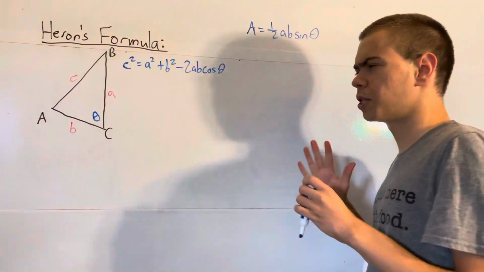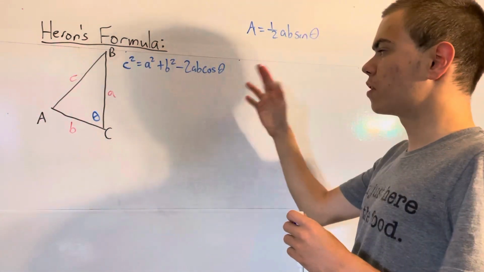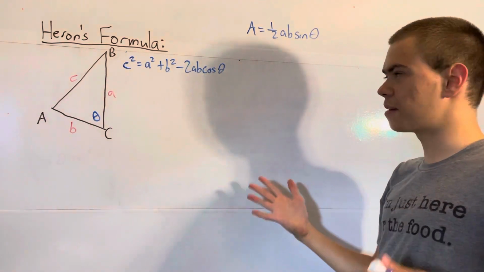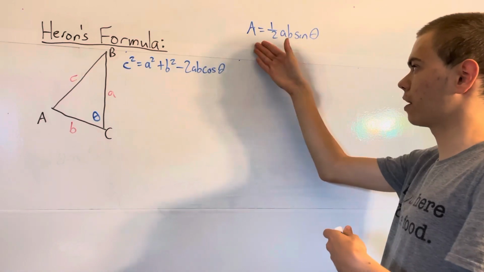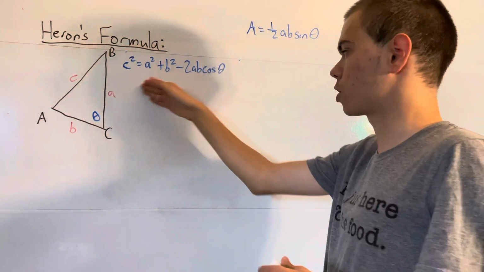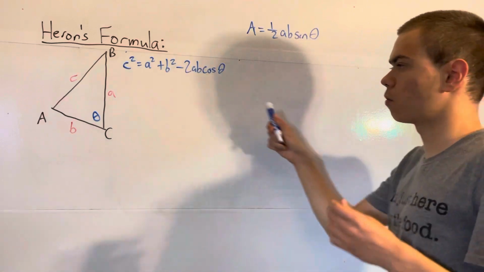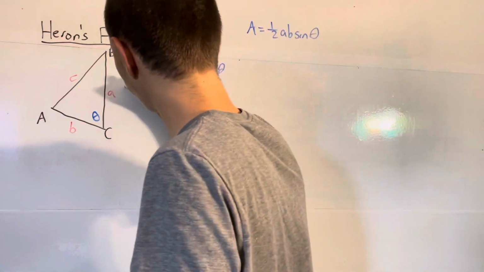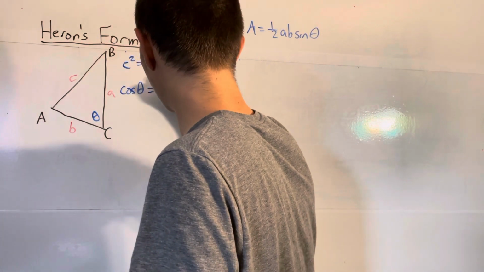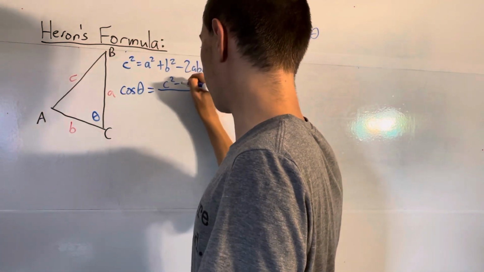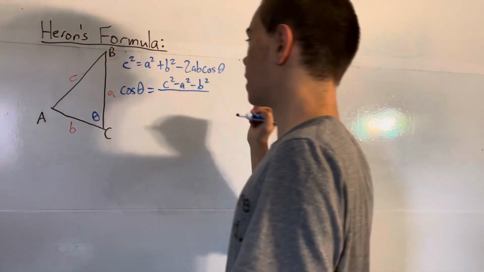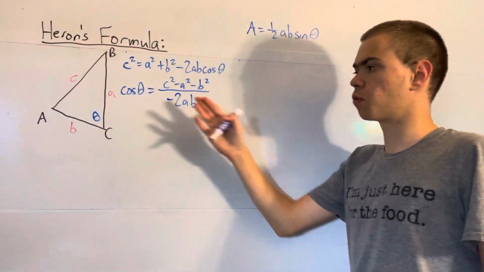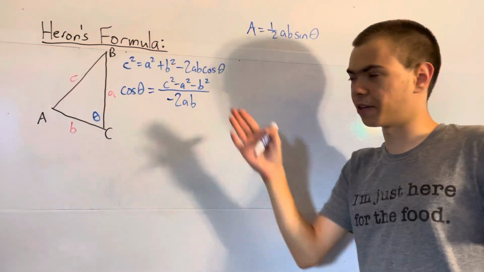Anyways, continuing on with the derivation. Pretty much all we have to do is solve for theta and substitute theta into here, then we can find what the area is in terms of A, B, and C. So we just start by solving for theta here. First, we could solve for cosine of theta. When we solve for the cosine of theta, we get the cosine of theta is equal to c squared minus a squared minus b squared divided by negative 2ab. So that's what happens when you solve for the cosine of theta algebraically, right?